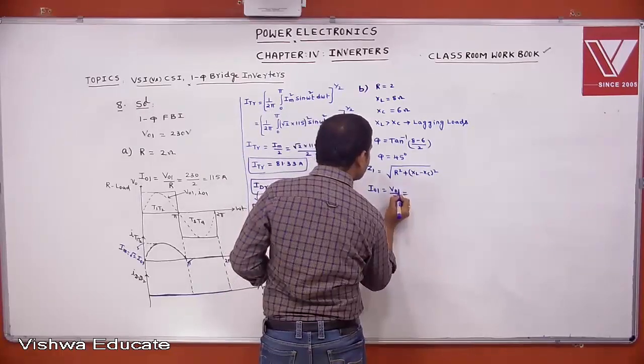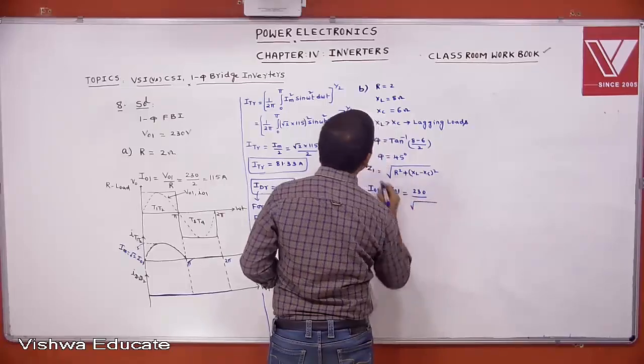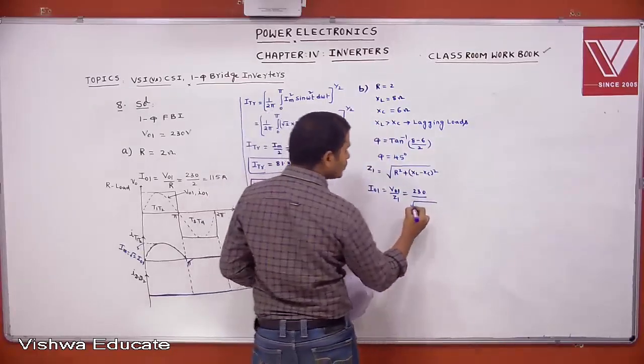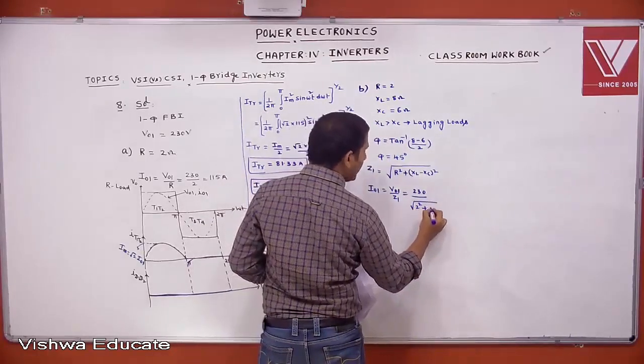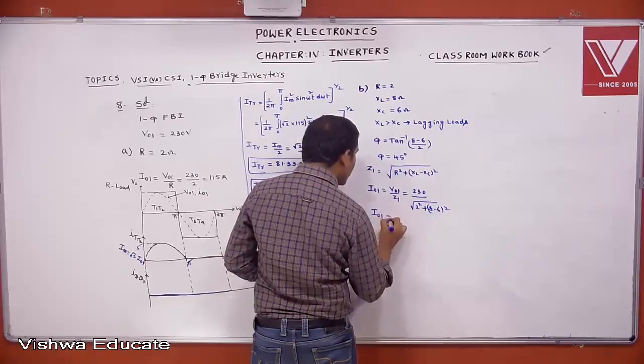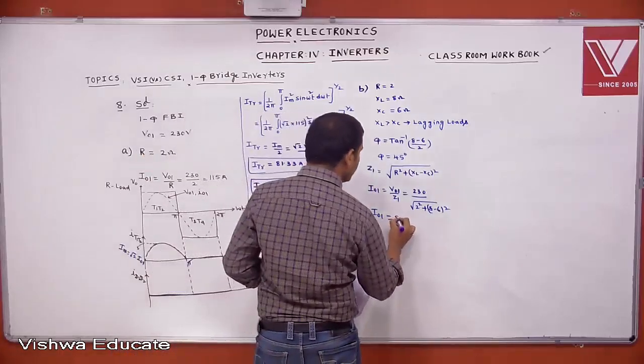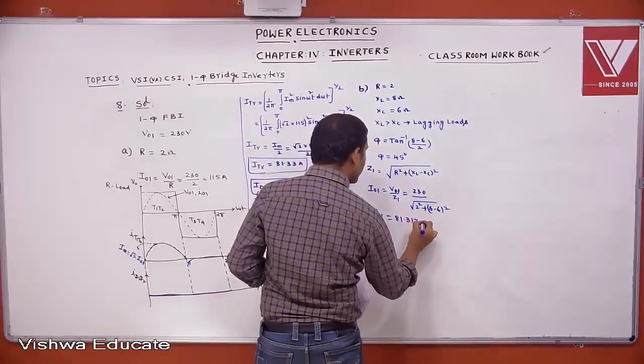This V01 by Z1: 230 by square root of R square, 2 square plus 8 minus 6 whole square. This we can get. RMS value of fundamental current we can get 81.317 amperes.